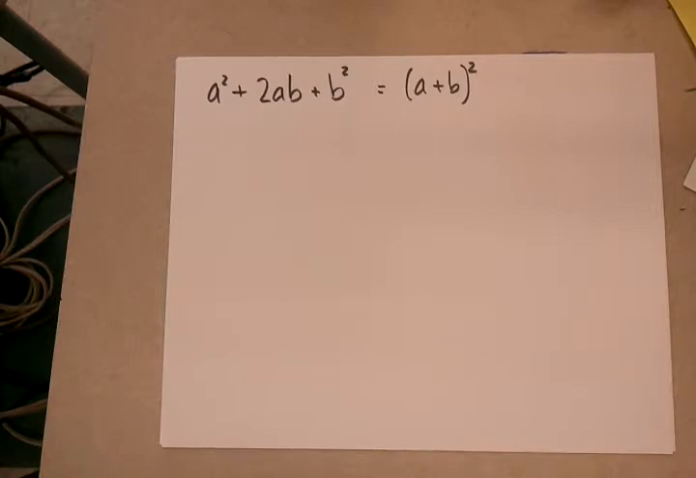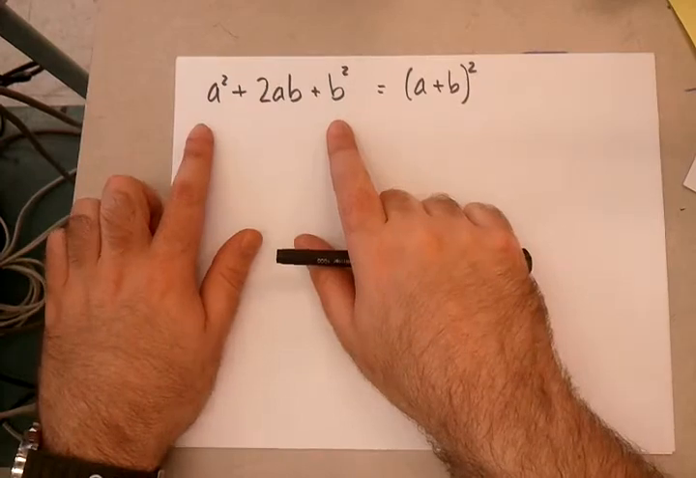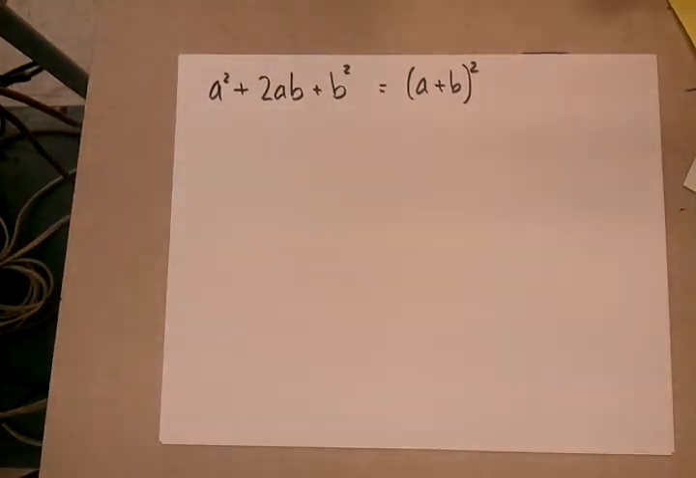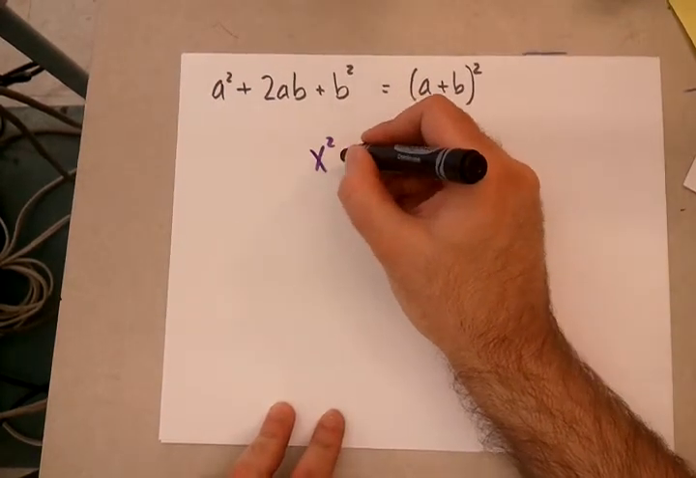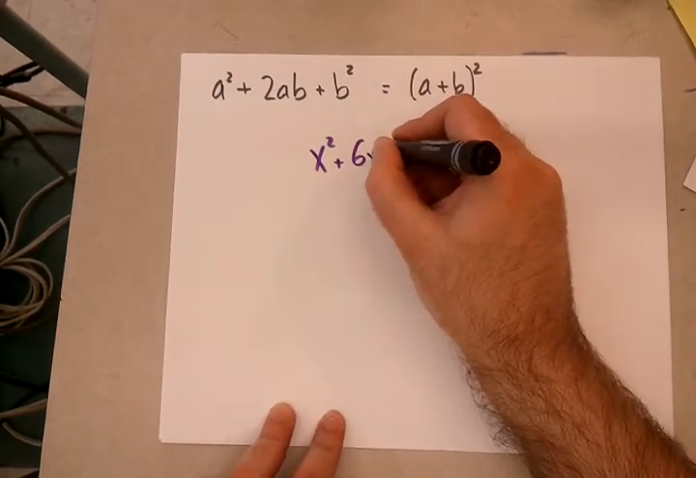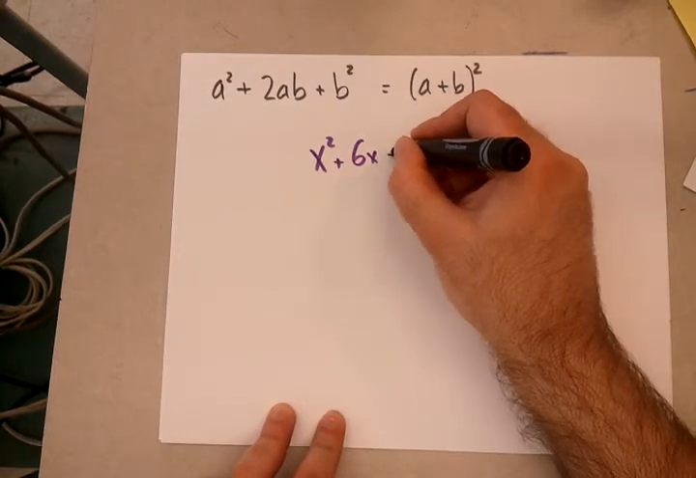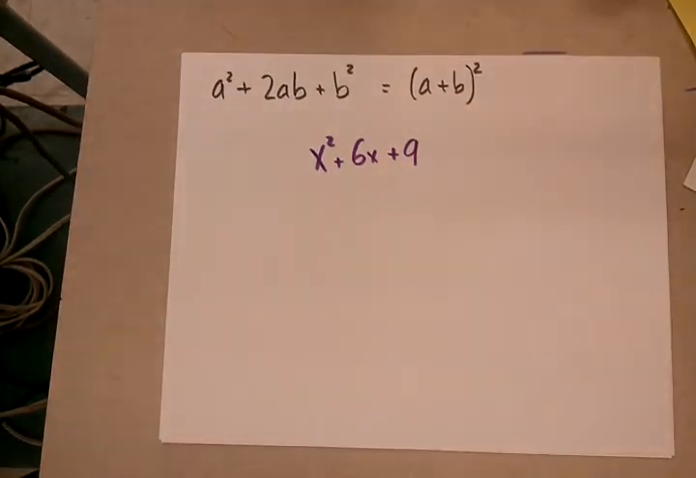So if you have a problem like that, the first thing that you need to do is figure out if whatever problem you're given is set up in this form. So for example, let's say I give you this particular problem. I give you an x squared plus 6x plus 9. So that's a problem that you're told to work out.